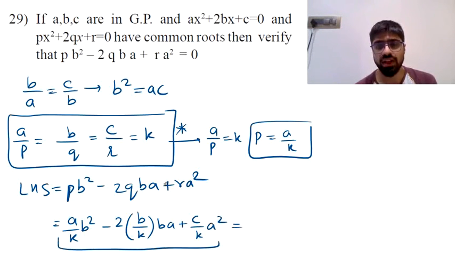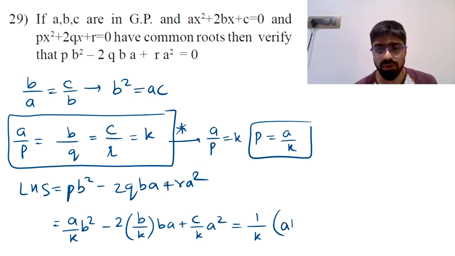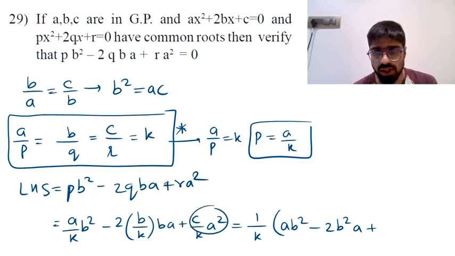From all these terms, we can now pull out a 1 upon K common, and we will be left with AB square as our first term, minus we have 2B square A, plus we have A square C. Are these two terms the same? Yes, they are the same.